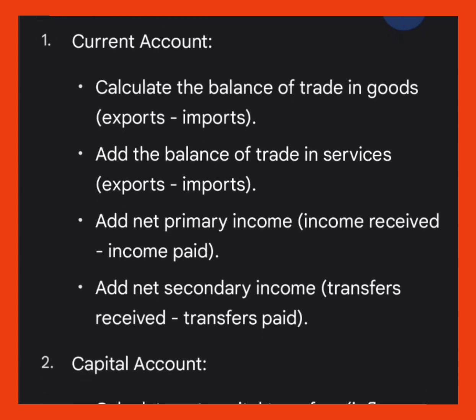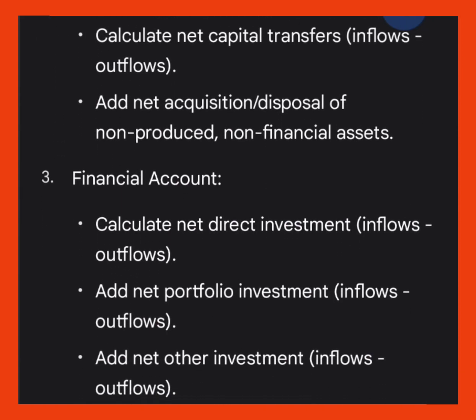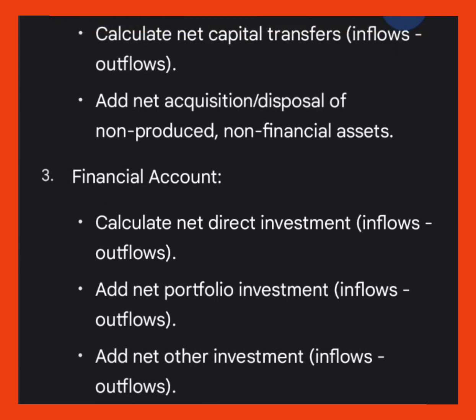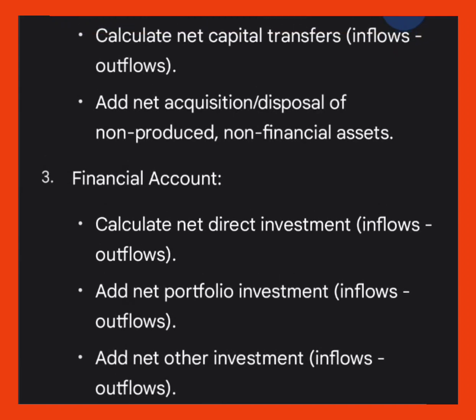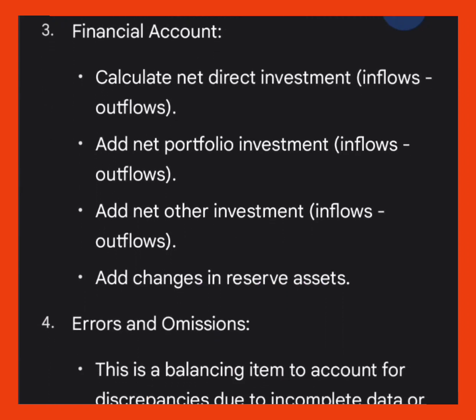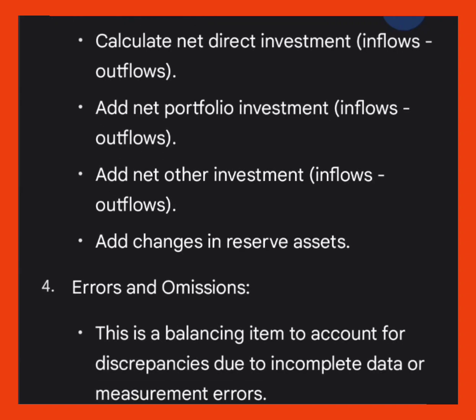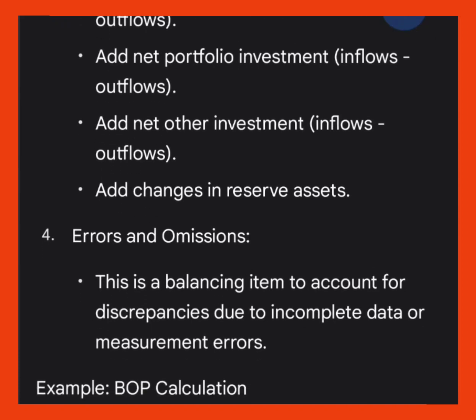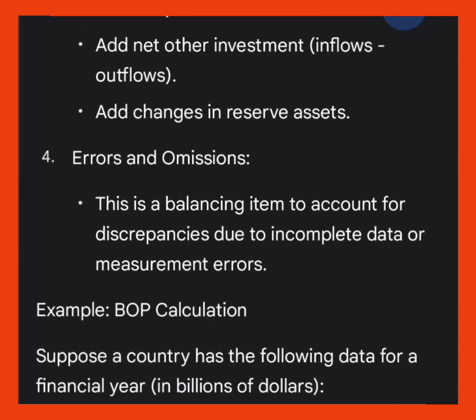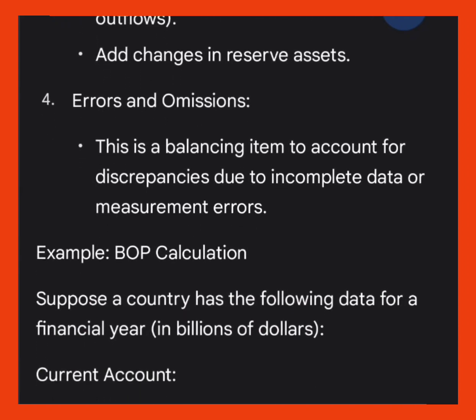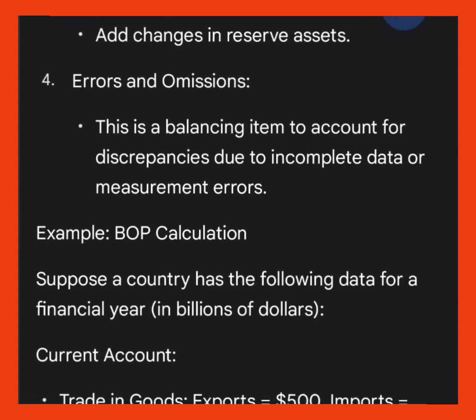2. Capital account. Calculate net capital transfers, inflows minus outflows. Add net acquisition/disposal of non-produced, non-financial assets. 3. Financial account. Calculate net direct investment, inflows minus outflows. Add net portfolio investment, inflows minus outflows. Add net other investment, inflows minus outflows. Add changes in reserve assets. 4. Errors and omissions. This is a balancing item to account for discrepancies due to incomplete data or measurement errors.